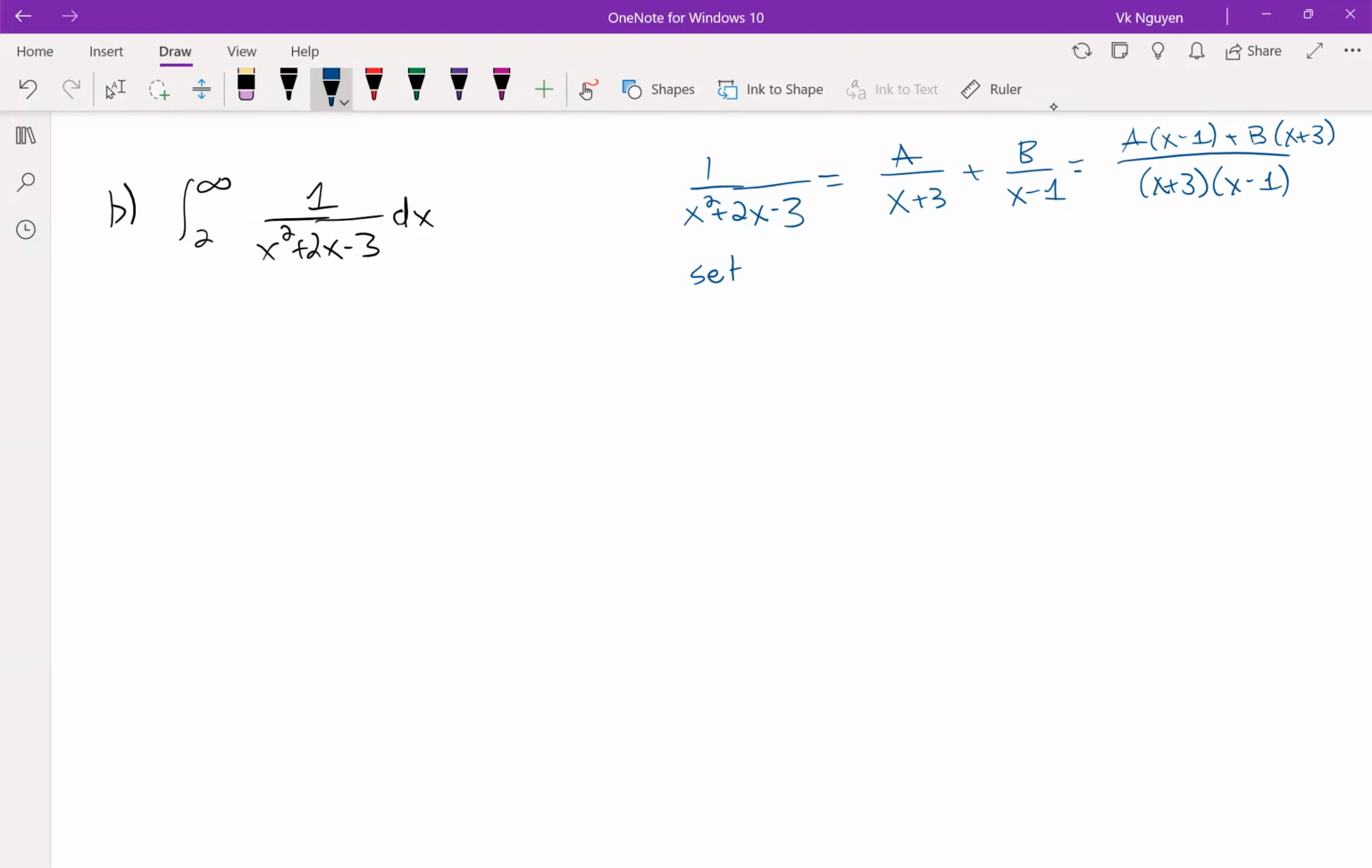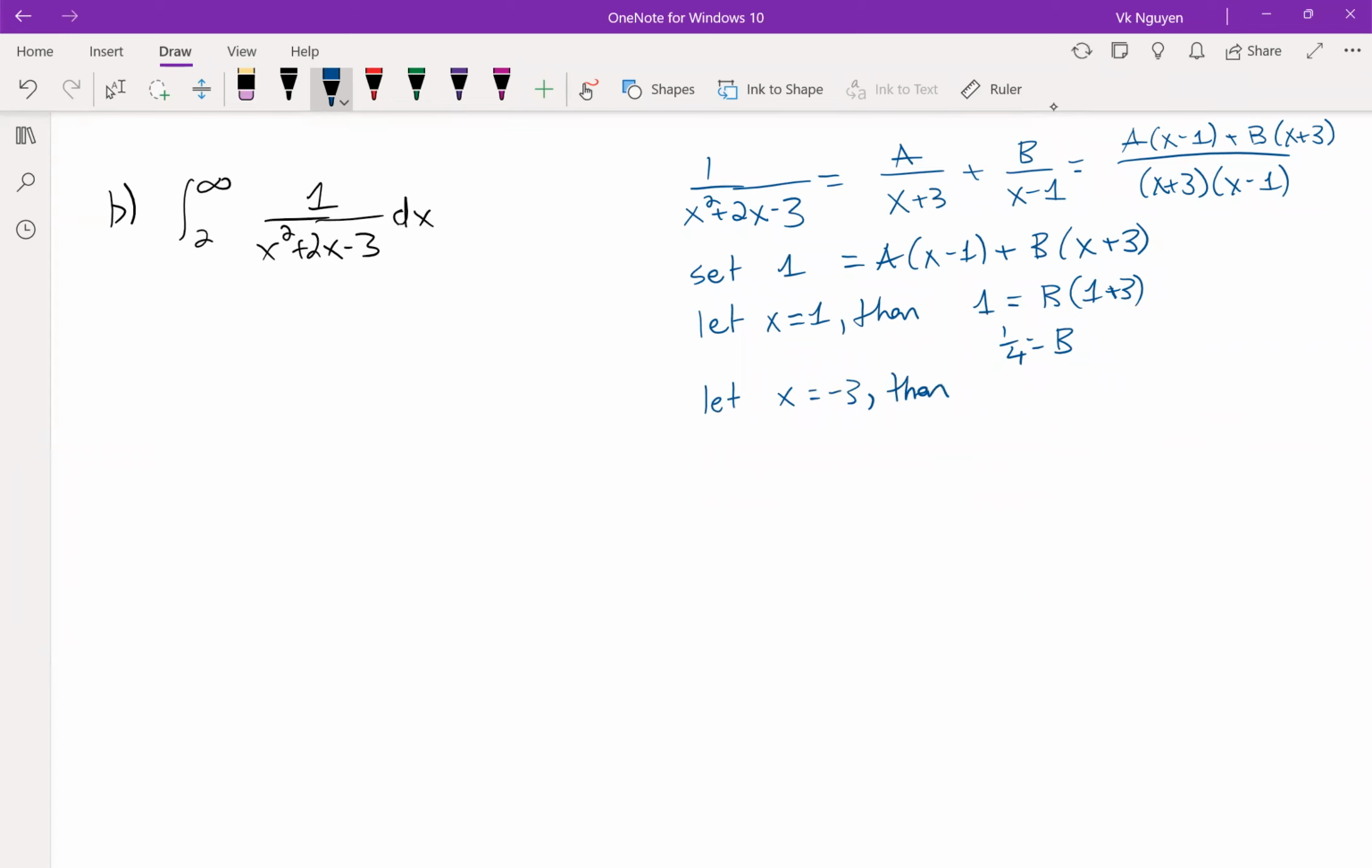We set the tops equal to each other, so 1 equals a times x minus 1 plus b times x plus 3. The best way to get the answer is let x equal 1. Then 1 equals b times 1 plus 3, so b is 1/4. And similarly, let x equal negative 3. Then 1 equals a times negative 3 minus 1. So a is negative 1/4.